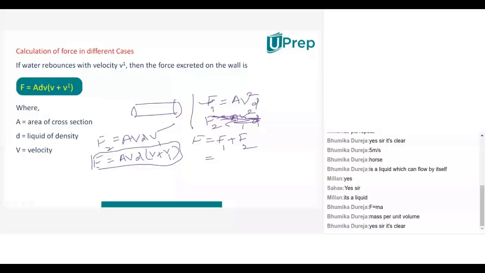If you remember this equation, if any numerical related to this particular equation comes, you have to solve it. So again, observe carefully. If water rebounds with velocity V1, not with the same speed, then the force exerted on the wall, you have to write like this: AdV into (V plus V1). Here A is the area of cross section, D is the density of the liquid, V is the velocity before striking, and V1 is the velocity after striking.